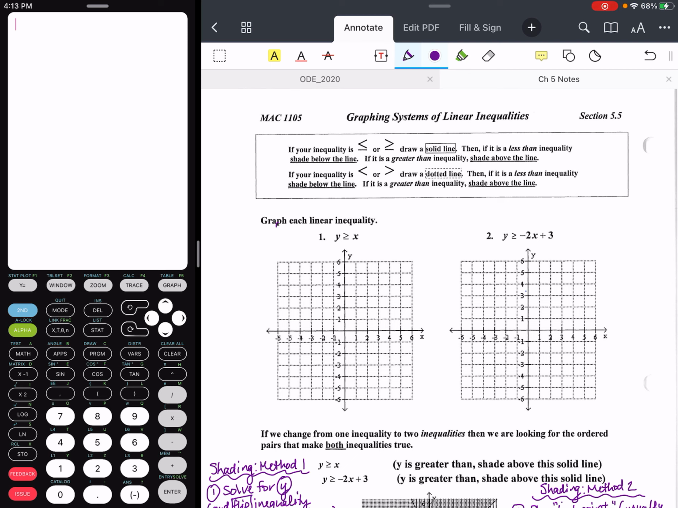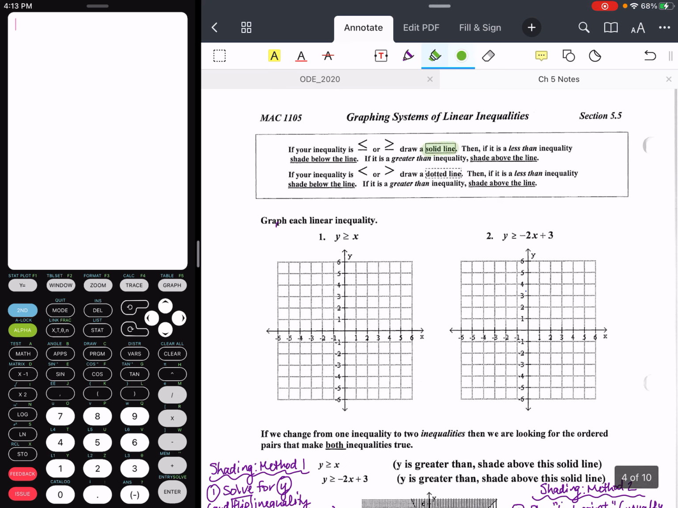Now we're going to be graphing systems of linear inequalities, which means we're going to see the greater than, less than symbols, or greater than or equal to, less than or equal to. So if we were just graphing linear equations, we would just graph the line and we're done with it. When we're graphing inequalities, there are two extra things we need to worry about.